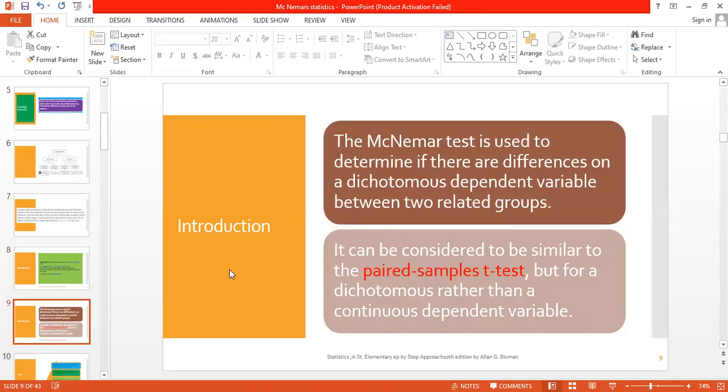The McNemar test is used to determine if there are differences on a dichotomous dependent variable between two related groups. It can be considered similar to the paired sample t-test, but for a dichotomous rather than a continuous dependent variable. In a paired sample t-test, there is a continuous dependent variable, and in a McNemar test, a dichotomous pair is used.